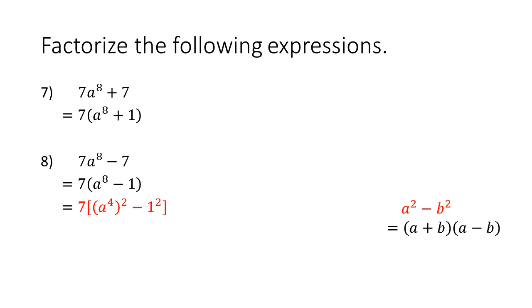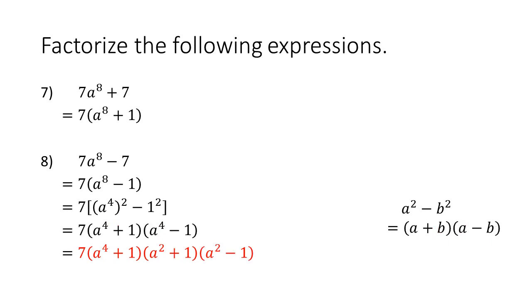By using the same identity, it can be factorized as a to the power of 4 plus 1, multiplied by a to the power of 4 minus 1. Then it is the same as question 6. A to the power of 4 minus 1 can be factorized as a squared plus 1, multiplied by a squared minus 1. And we copy the left part. Finally, a squared minus 1 can be written as a plus 1, multiplied by a minus 1. And write down the remaining again.